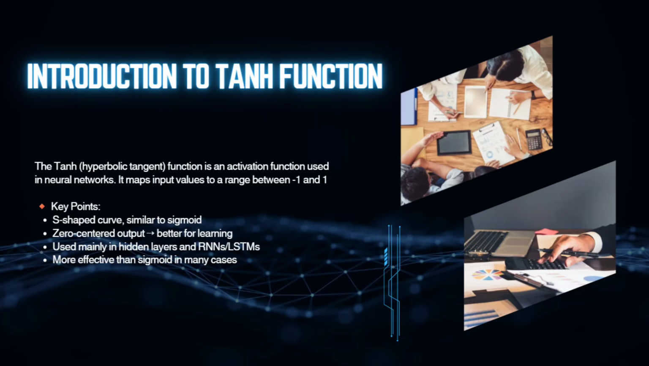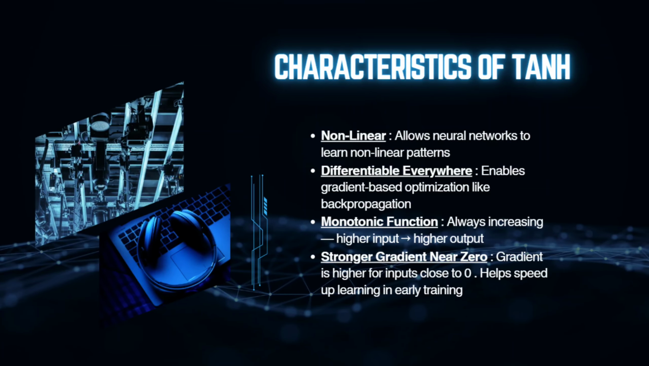Now the characteristics of tanh. These characteristics are very similar to sigmoid but with some improvements. Like sigmoid, it's non-linear and differentiable everywhere, allowing it to learn complex patterns using gradient-based optimization. It's also a monotonic function, always increasing, but here's the cool part. Tanh has a stronger gradient near 0. Its slope is steeper around the origin compared to sigmoid. This means that for inputs closer to 0, the learning signal is stronger, which can help speed up the training process. Unfortunately, like sigmoid, tanh also suffers from the vanishing gradient problem.